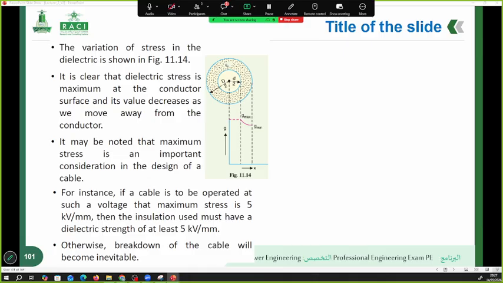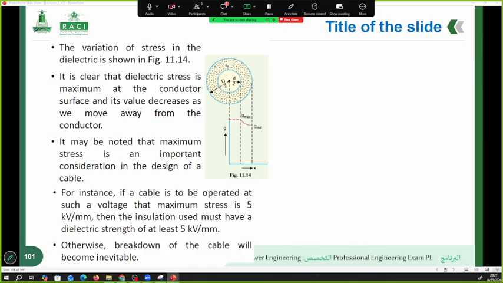For example, suppose a cable is operating at a voltage where the maximum dielectric stress at the conductor surface reaches 5 kilovolt per millimeter. In that case, the insulation material must have a dielectric strength of at least 5 kilovolt per millimeter to avoid breakdown. Otherwise, electrical failure, insulation breakdown will occur.